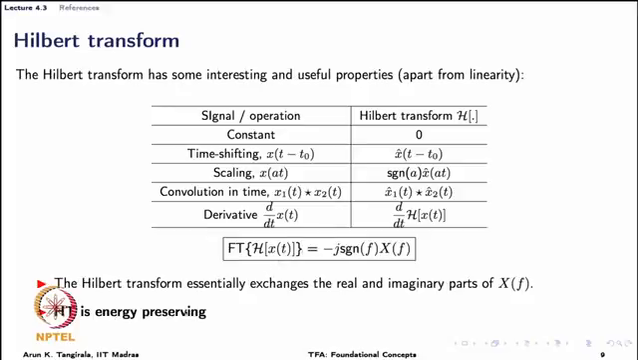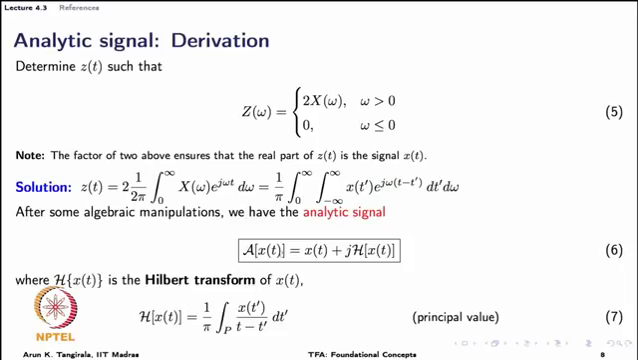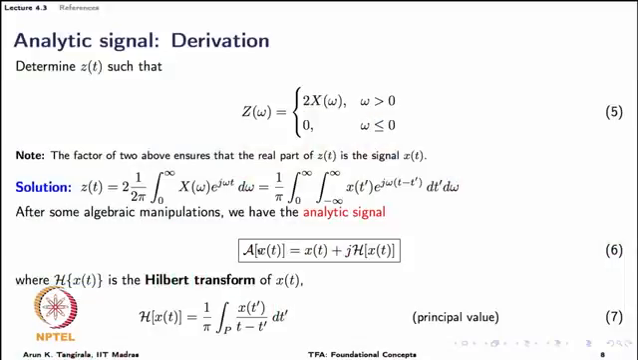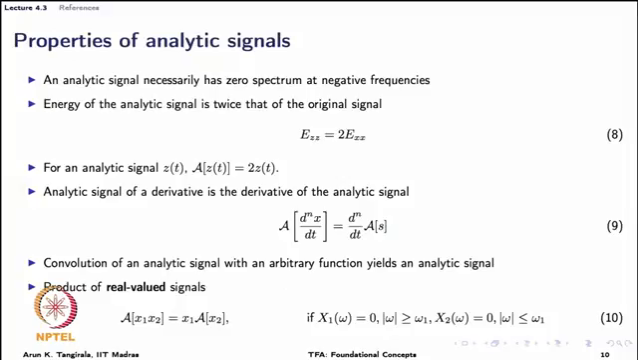Most importantly, the Hilbert transform is energy preserving. What this means is the energy of the analytic representation of the signal will be twice the energy of the real signal, because the energy of the signal is going to be mod z of t squared, that is going to be mod x of t squared plus modulus of the Hilbert transform squared. But because the Hilbert transform is energy preserving, modulus of the Hilbert transform squared is going to be the same as the energy of the signal itself. Therefore, the energy of the analytic signal is twice that of the signal itself.